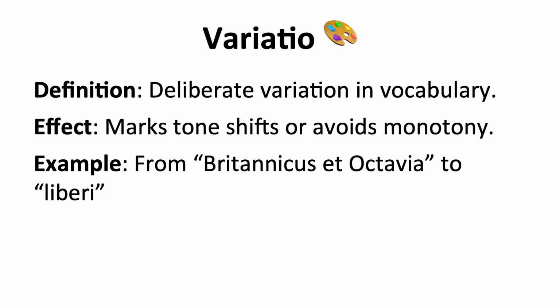Variatio, this means deliberate variation, often to avoid repetition, but it can also signal a change in tone. Now, at this point, with this example earlier in the story, Tacitus often calls the children by name, Britannicus and Octavia, but later they're simply liberi. It's colder, more distant. It reflects that their emotional appeal is now failing to move anyone.